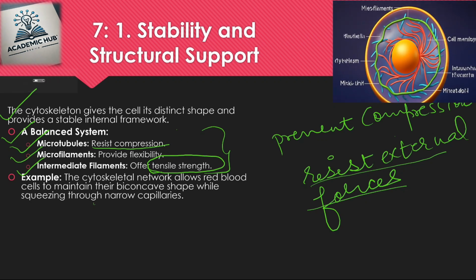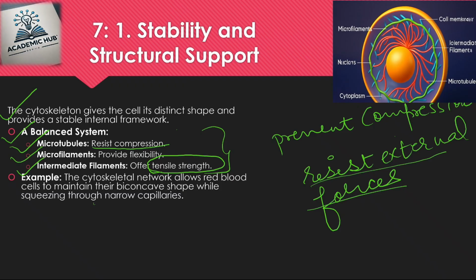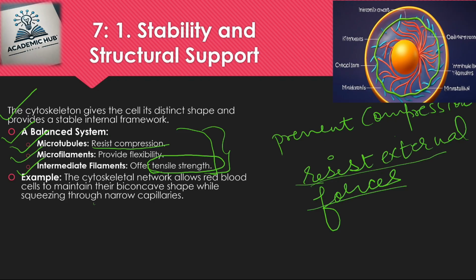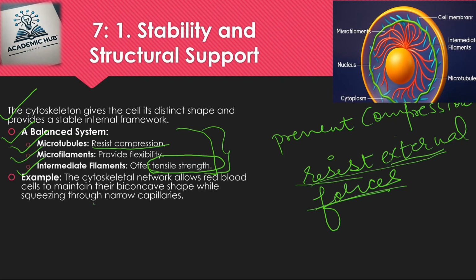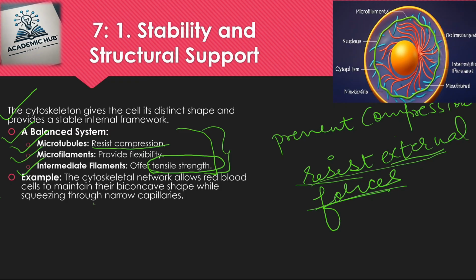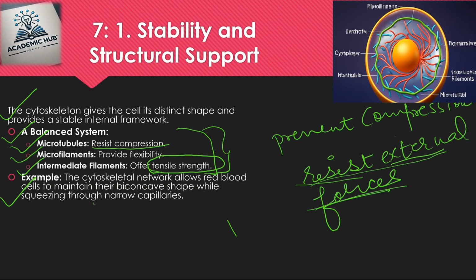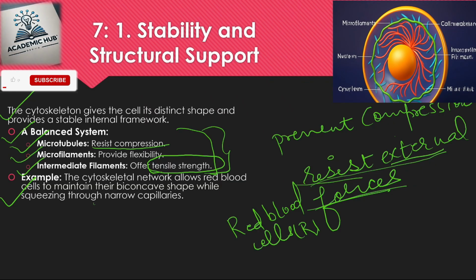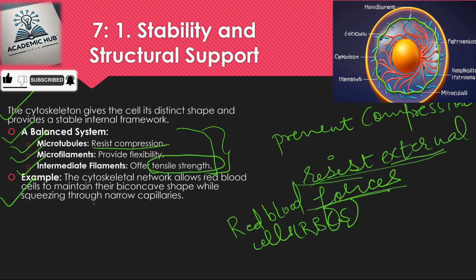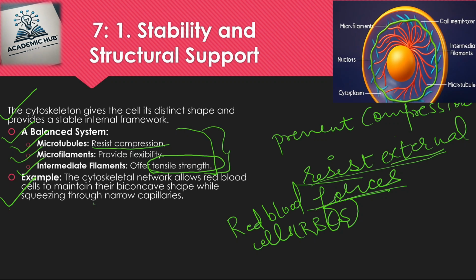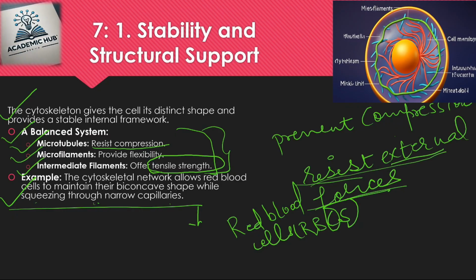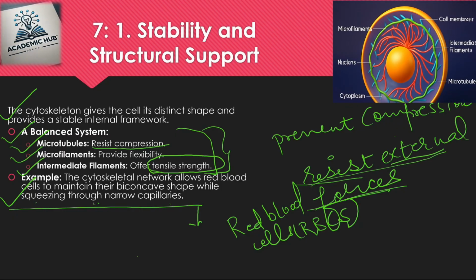So in one line we can say that these maintain the cell's structure, resist external forces, and maintain the internal structure of the cell. Now we will take an example for that: RBC, red blood cells. RBCs rely on a strong cytoskeletal network to maintain their shape, squeezing through narrow capillaries, which makes efficient oxygen delivery.